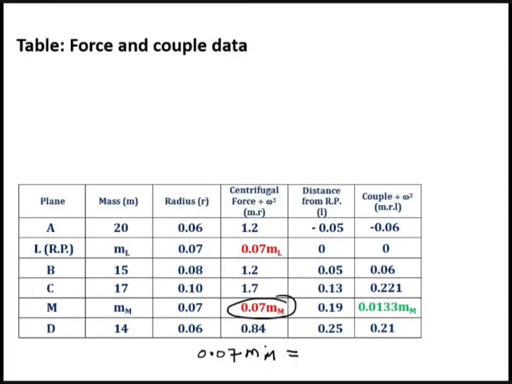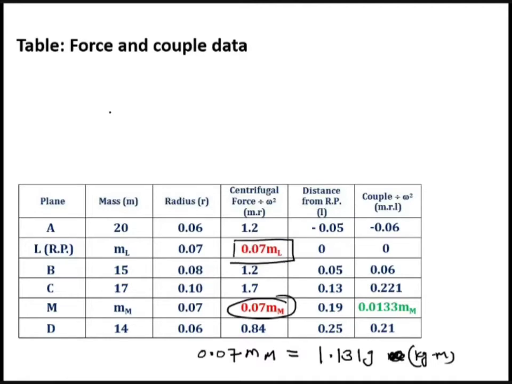So after calculation, what are you getting? 0.07 into what is mm we have calculated, 16.70. So I am getting this as 1.1319 in kg meter. Now how many unknowns are there? There is only one unknown.